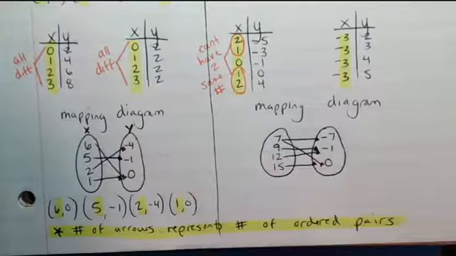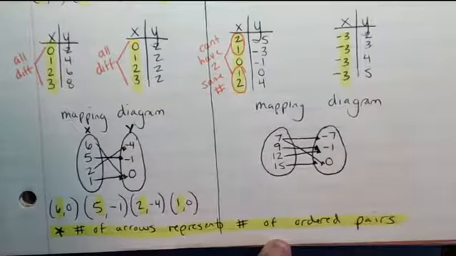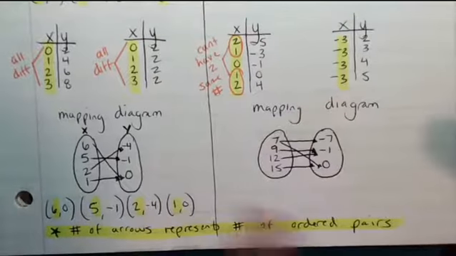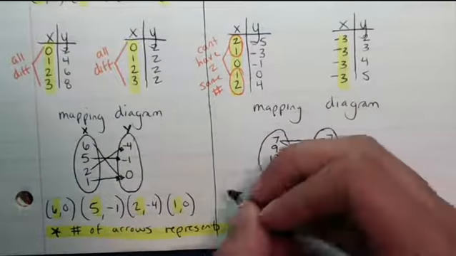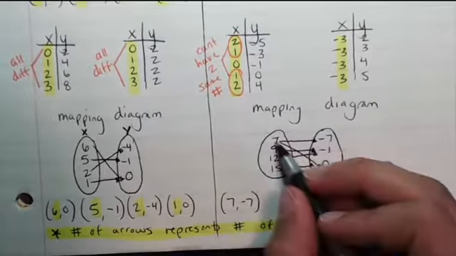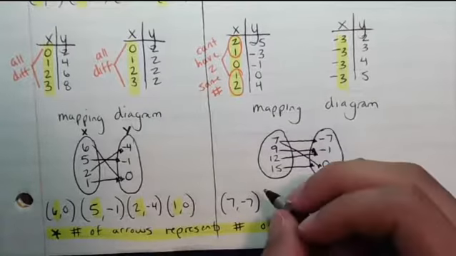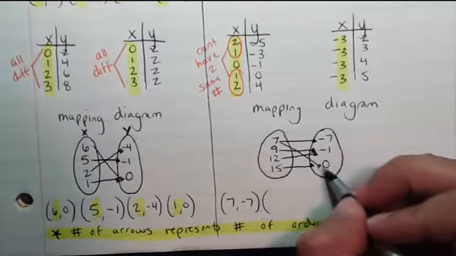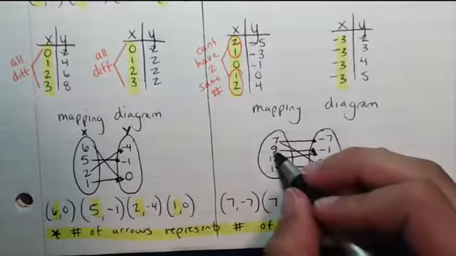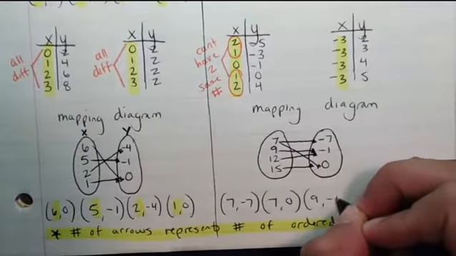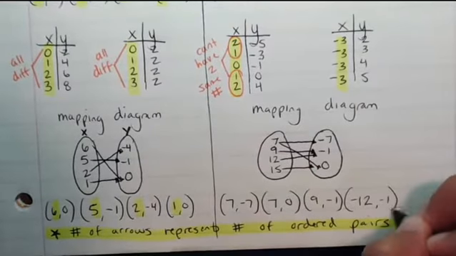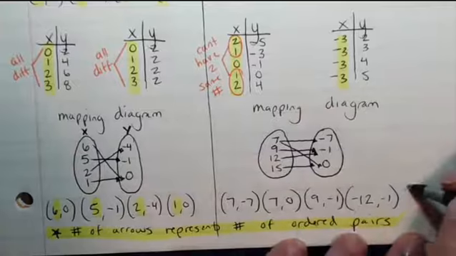Okay, so I notice, first off, the number of arrows represents the number of ordered pairs. I have 1, 2, 3, 4, 5 arrows, which means I need to have 5 ordered pairs. So if I look at this first point, 7, -7 go together. X is a 7, Y is the -7. The next point is 7 goes to 0. That's another arrow. Then I have 9 to -1, 12 to -1, and the last one is 15 to 0.